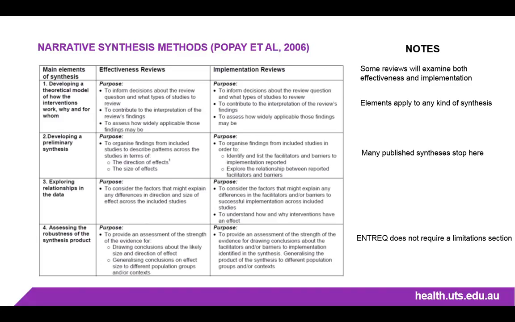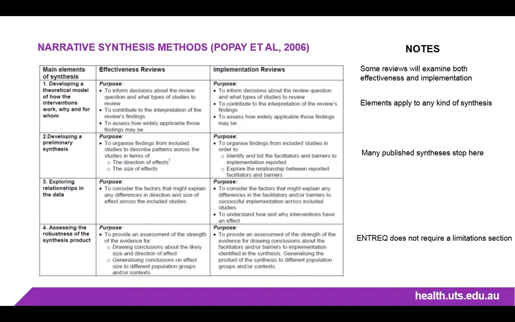Okay, so narrative synthesis. These are the stages or main elements that the Cochrane team have spelled out, based on a systematic review they did of the various approaches that have been taken to narrative synthesis. Note that they divide effectiveness reviews from implementation reviews as well, which is especially pertinent today, where we're really focused on the implementation aspects.